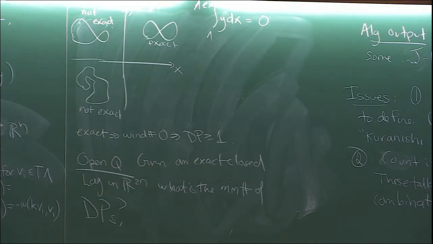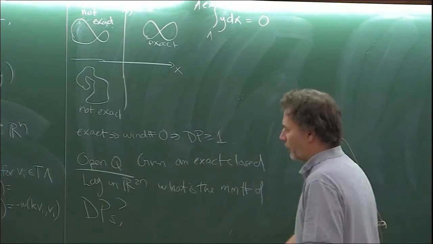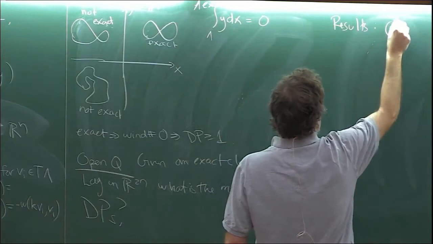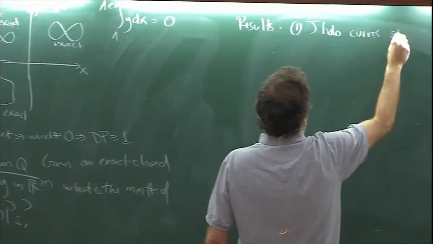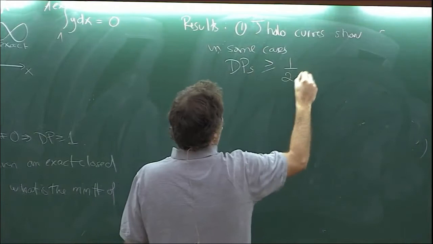So, results towards this question. J-holomorphic curves show that in some circumstances, the number of double points is greater than or equal to 1/2 the sum of the Betti numbers.